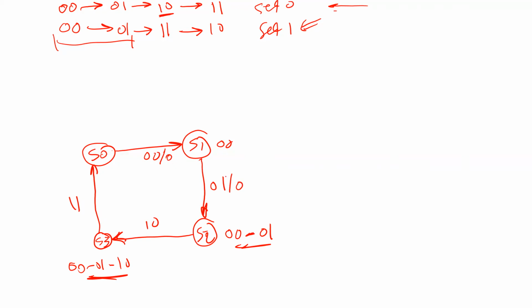I'm sorry, the output is actually 2 bits. So here the inputs are 2 bits and the outputs are also 2 bits. Here 0, 0, and here also 0, 0. Here the output should be 0, 1. Why? Because I detected the first sequence.